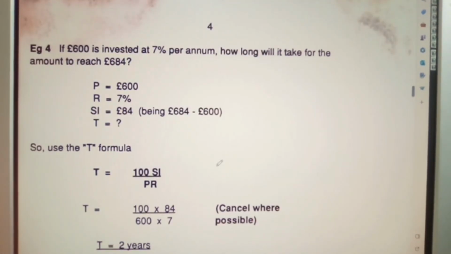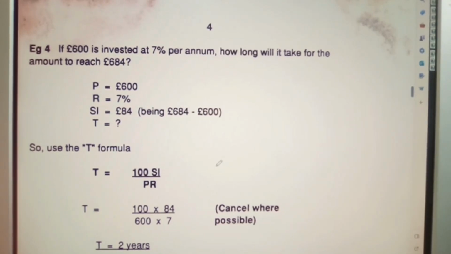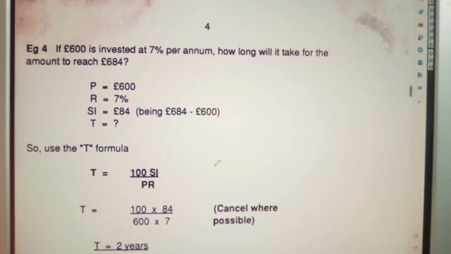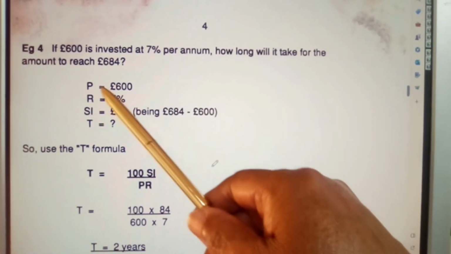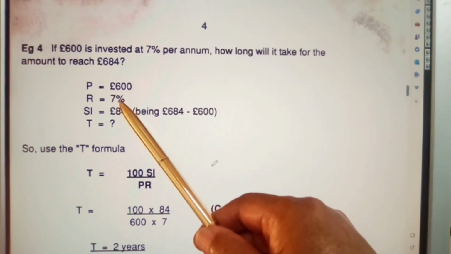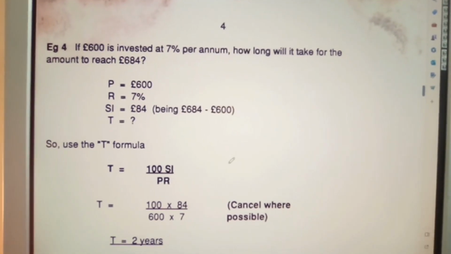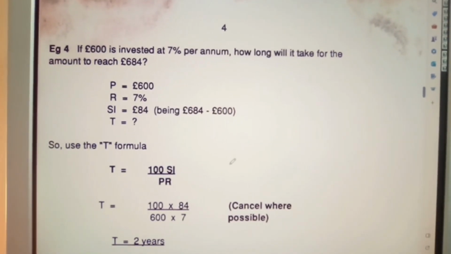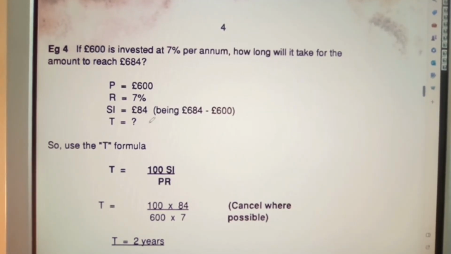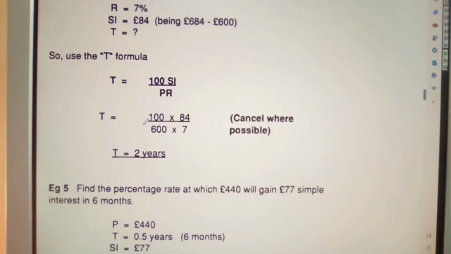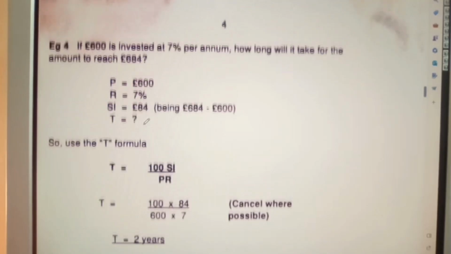Here we are, have another large figure. If £600 is invested at 7% per annum, how long will it take for the amount to reach £684? Okay, so you have your information: principal, rate, simple interest, time, which we don't know. So what do we need to do?